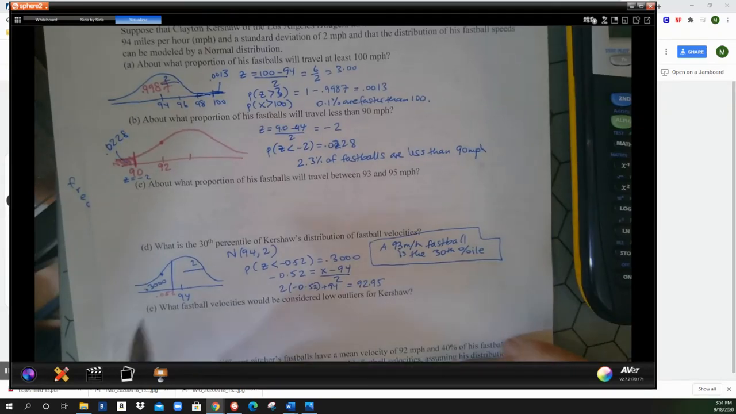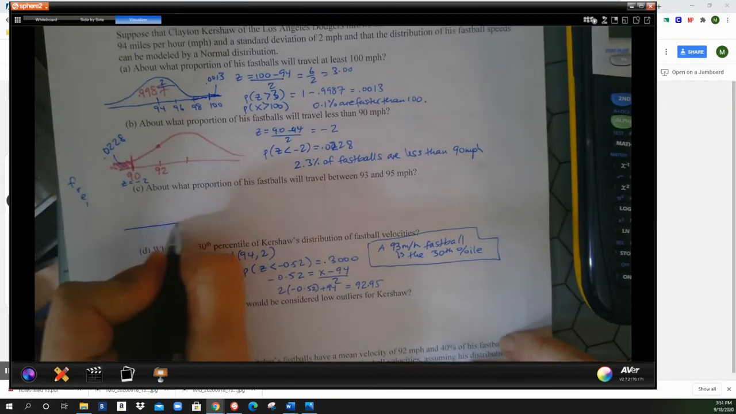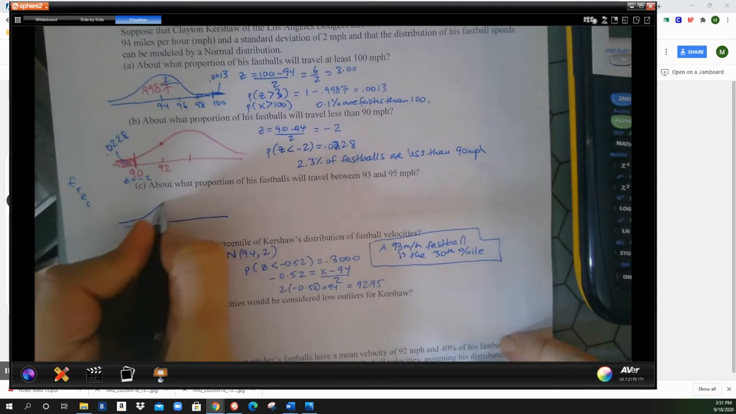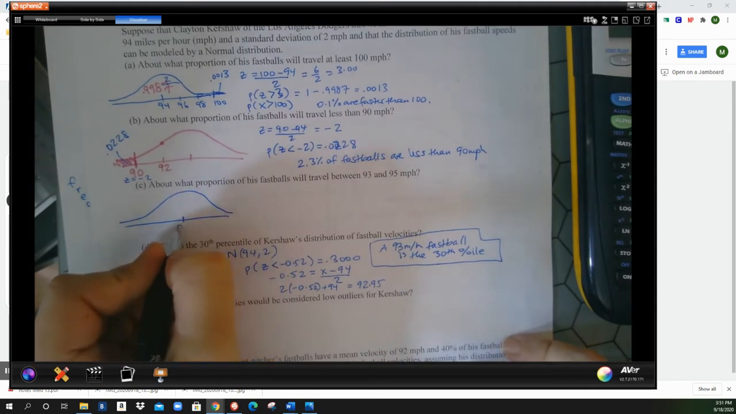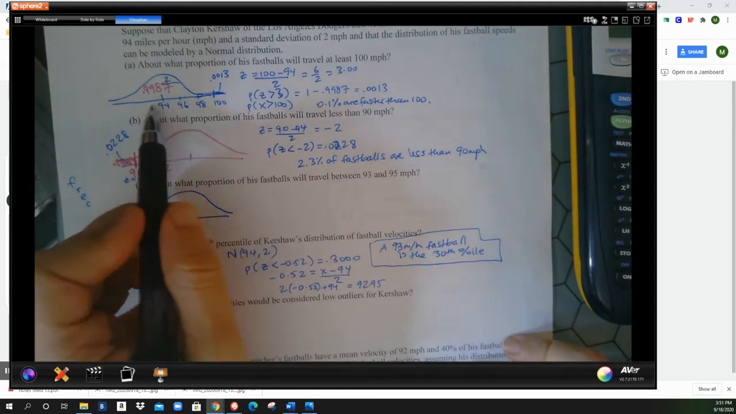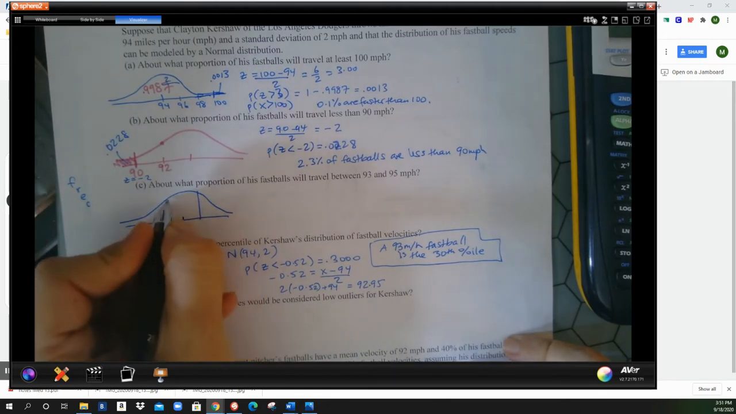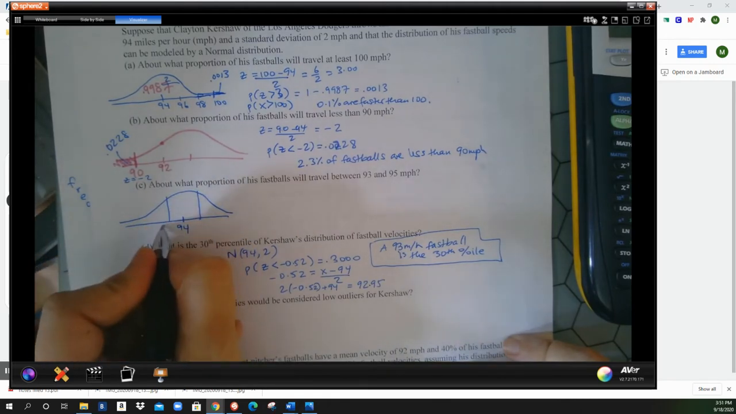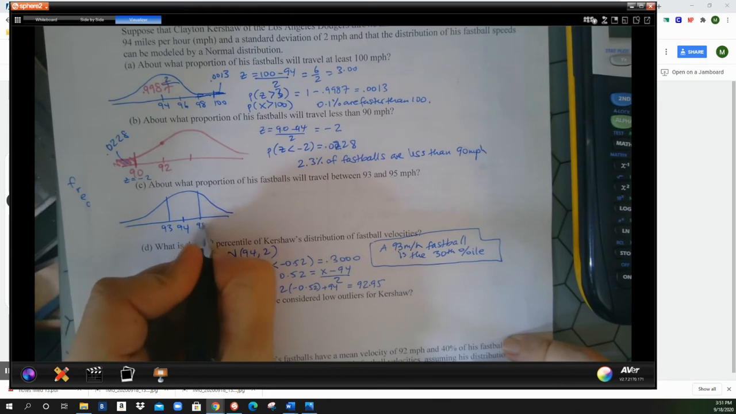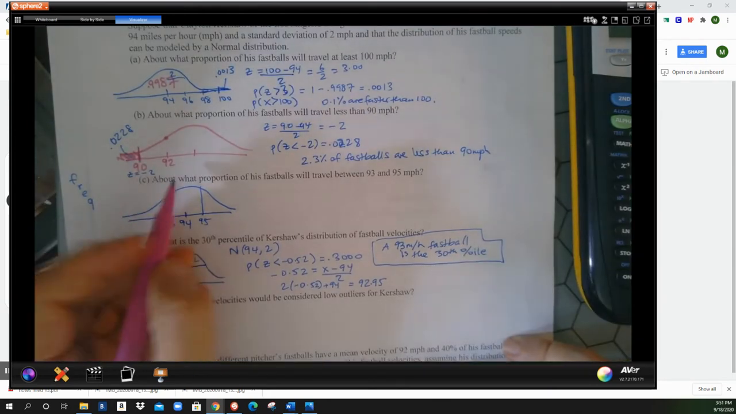All right, I'm going to do the in-between question. So 93 and 95, this one's going to be super symmetrical because it's 94 in the middle. 93 and 95 are half a standard deviation left and right, so not quite at the inflection points. So 93 here, 95 here. Doing a between, so I'm shading this.